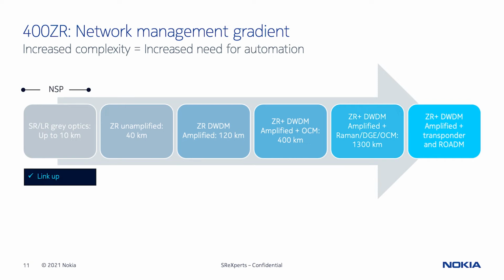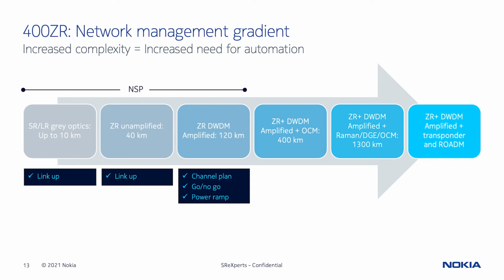Let's start with the gray optic for short reaches, for example, to a transponder. There's not much to it. It's on or off. There are no power levels. You've either got a link or you don't. This is built into your current management system, and everyone has that. And even as you move into plugs with variable power, like a ZR and an unamplified application, this is still pretty simple. And you might even use a CLI, depending on the number of links.